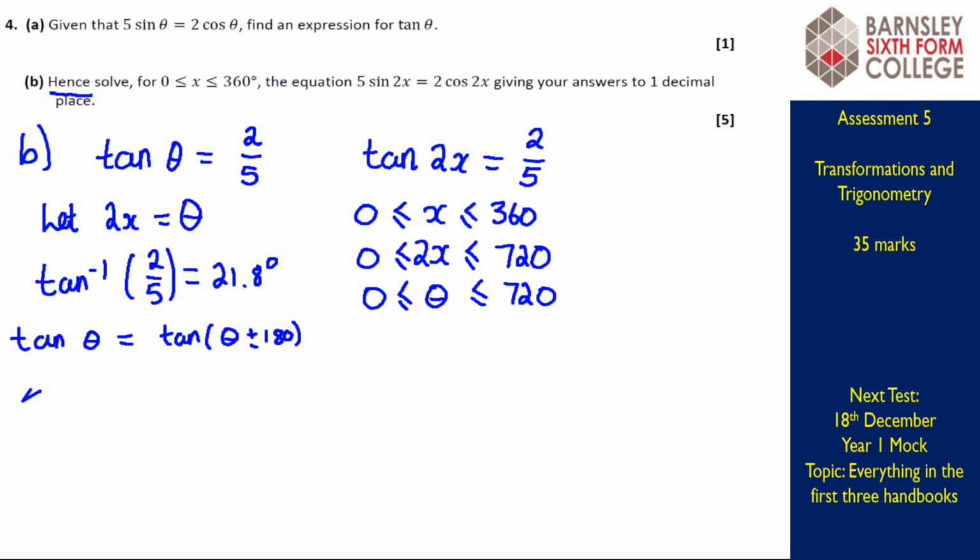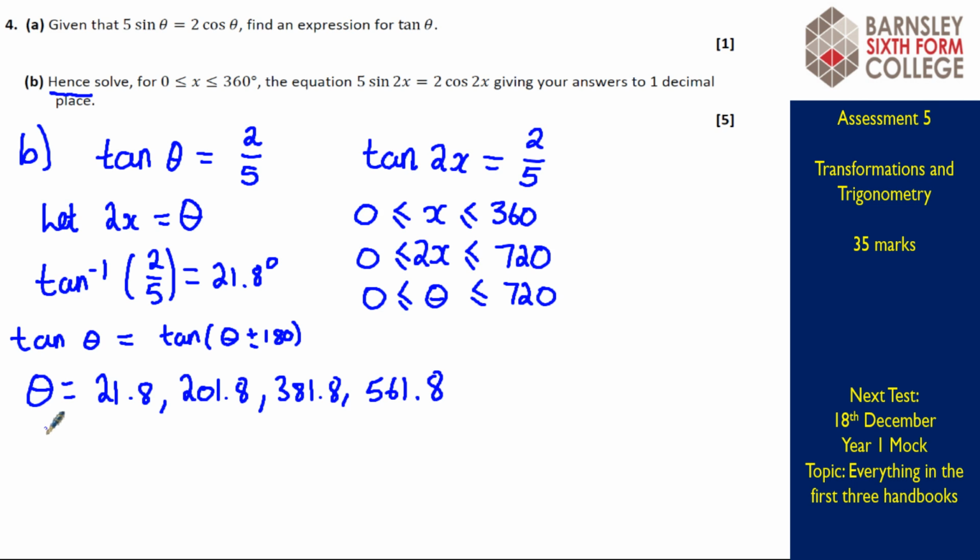So all your solutions for theta... Just bear with me a second, it's locking up a bit. There we go. We get 21.8, and then just keep on adding 180s to this. We get 201.8, 381.8, 561.8. If you add 180 any more times, you can just ignore those values because they will take you out of range.